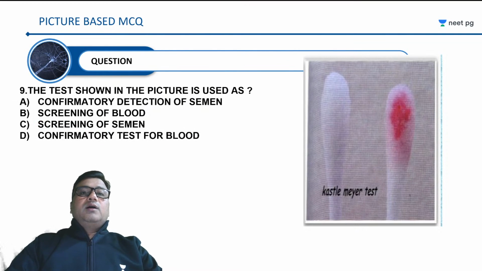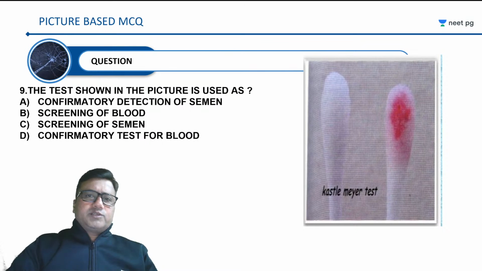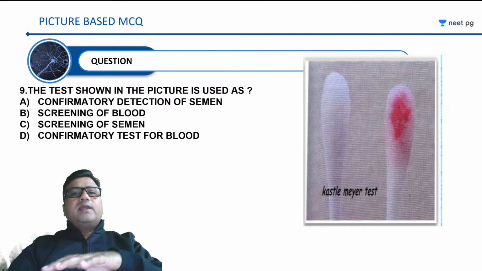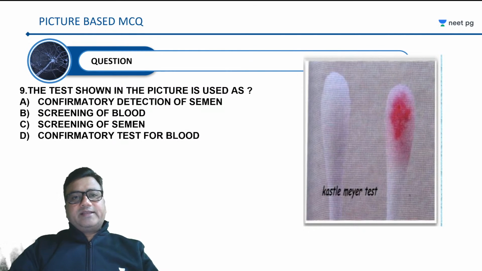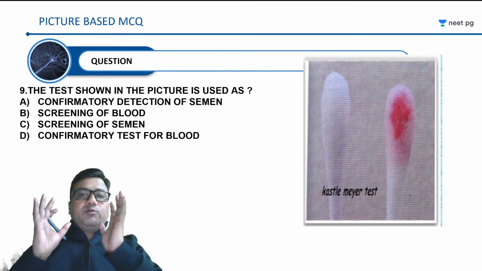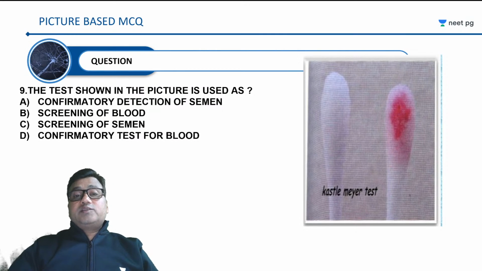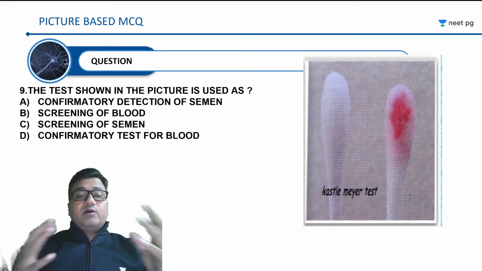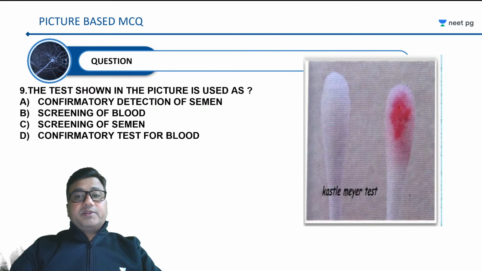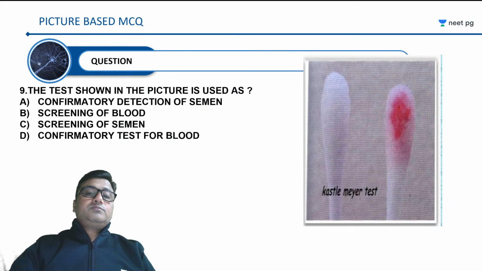Now we come to another kind of question which is simply a picture based question. A picture is shown and something about the picture has been asked, that's all. There is no extended matching, and no other inference that we need to draw from the picture. Simply look at the picture, answer the question. These questions are expected to come a lot in examinations, now that examinations are computer based and very crisp images can be shown to you. So look at the picture.